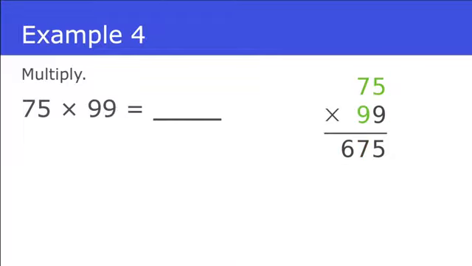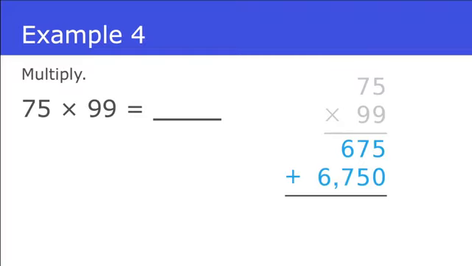Now let's move on to the tens. Because the 9 represents tens, the number will start in the tens column. Put a 0 in the ones column. 9 times 5 equals 45. Bring down the 5 and write the 4 above the 7. 9 times 7 equals 63, plus the 4 we carried equals 67.